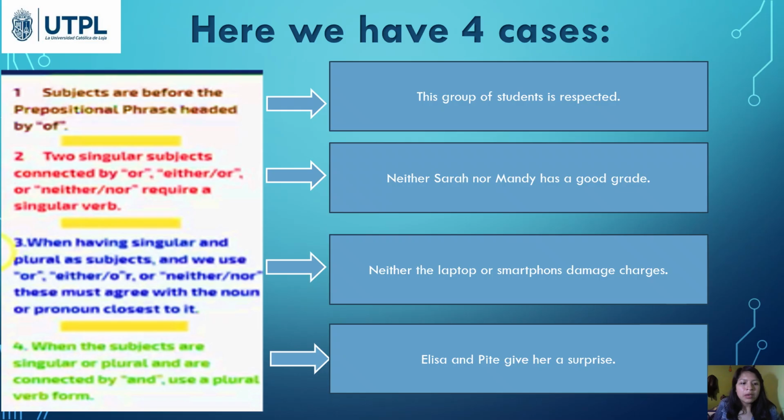And 4, here we have when the subjects are singular or plural and are connected by and, use the plural verb form. For example, Elisa and Pete give her a spray.